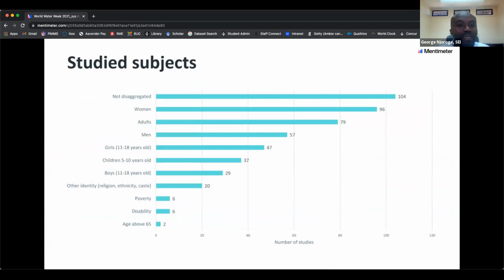So in our study, we looked at the different subjects covered by the studies, and those that are not disaggregated are the highest. Then we have women and adults as a subject area covered by most of the studies. Then we have poverty and disability as some of the subjects covered by fewer studies. Next slide, please.